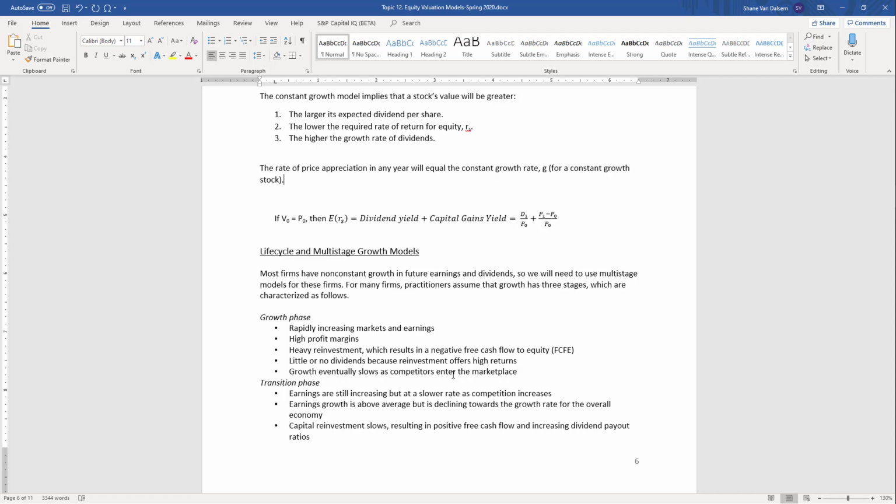The transition phase, earnings are still increasing but at a slower rate as competition increases.